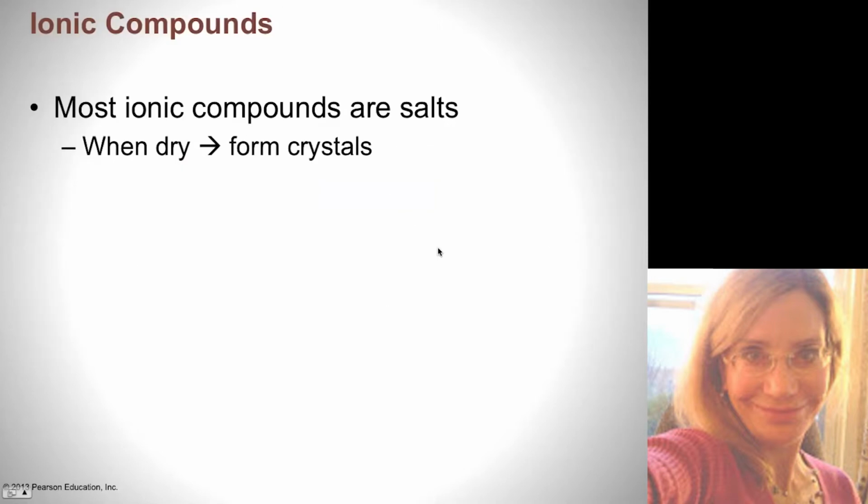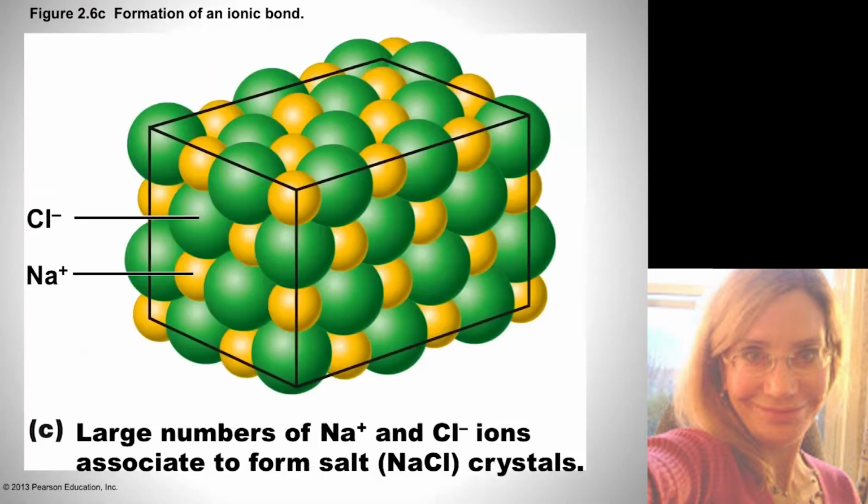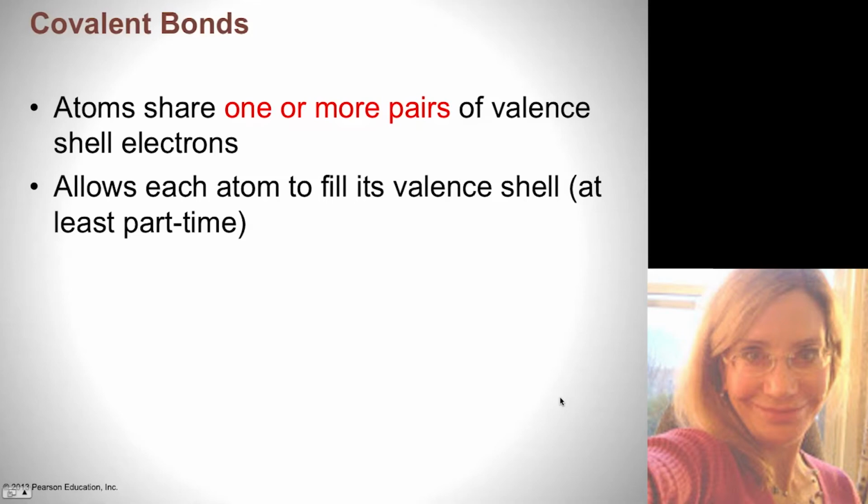Ionic compounds are usually salts. When dry, they will form crystals. This is illustrating a table salt, sodium chloride crystal. And you can see this is from when large numbers of sodium ions and chloride ions come together, and they stick very tightly together to form a salt crystal. Here is the yellow ball representing the sodium ion, the cation, remember it's a cation, and the anion, chloride ion right there.